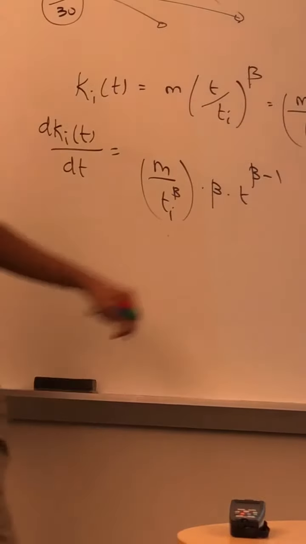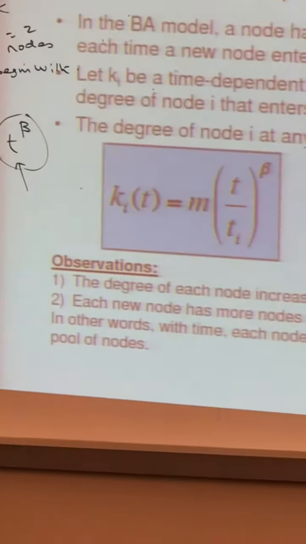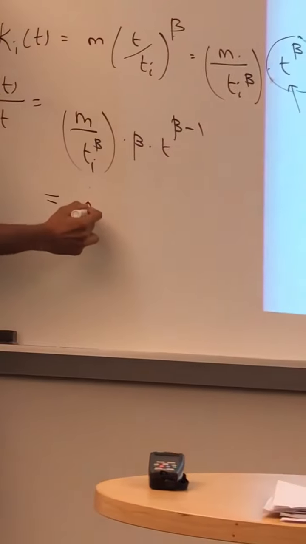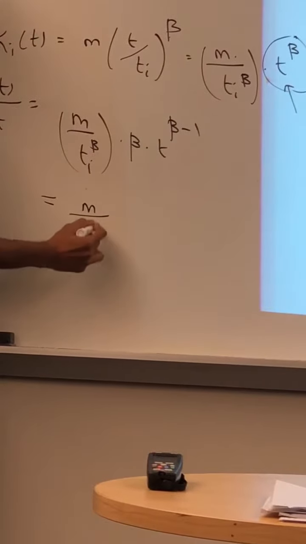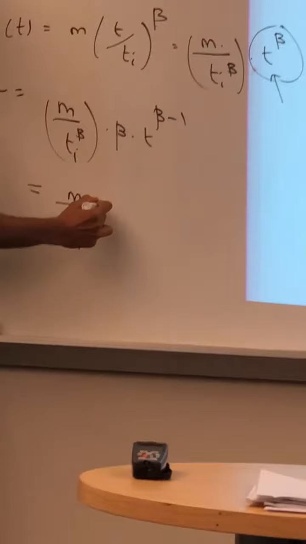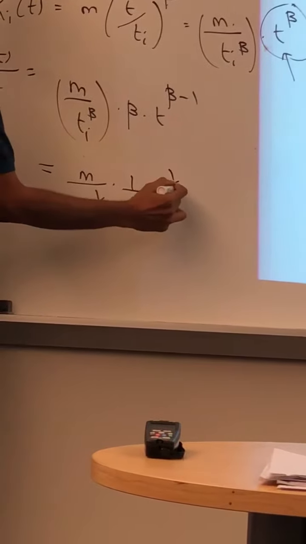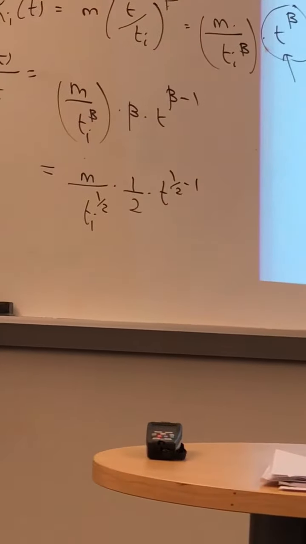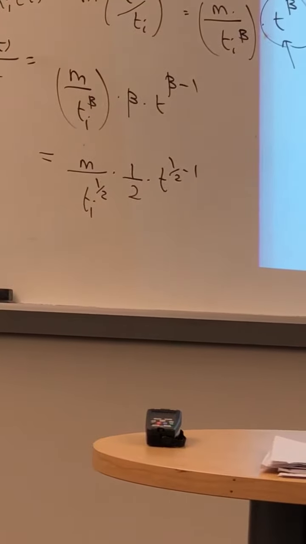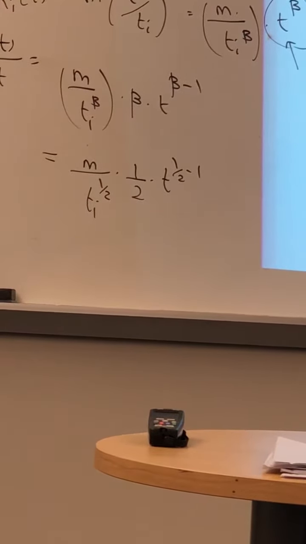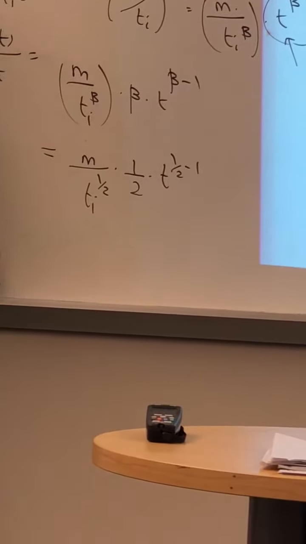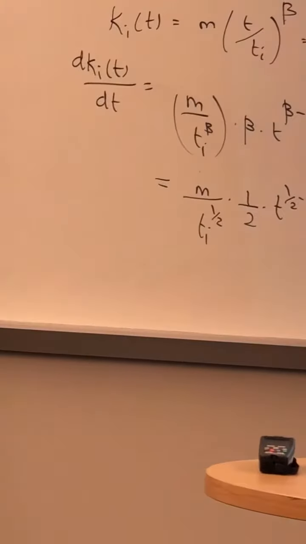Now, as I said, beta is typically half. So let us substitute that half. So this is m divided by ti to the power of half. Beta is half. T raised to half minus 1. So half minus 1 is negative half. Right? So if you simplify this further, what's going to happen?